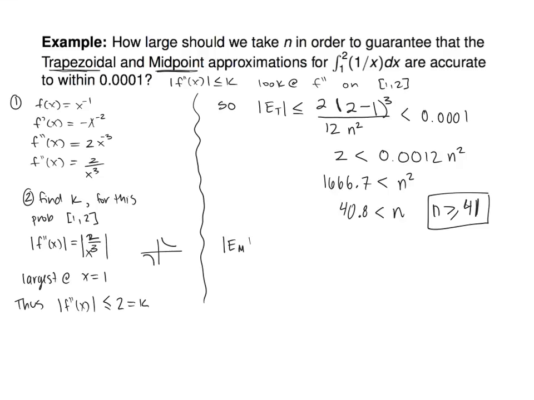Yeah. So for the midpoint rule, what's different? What changes? 12 changes to 24. Yep, the 12 becomes 24. So 2 times 2 minus 1 to the third over 24 n squared less than 0.0001. So we have 2 is less than 0.0024 n squared.